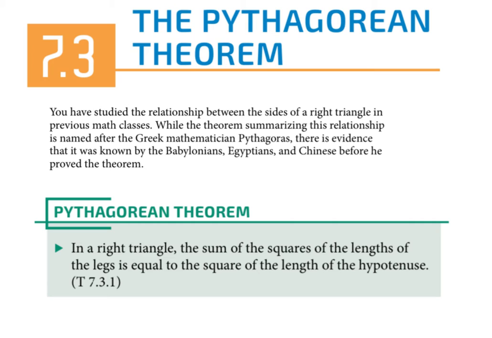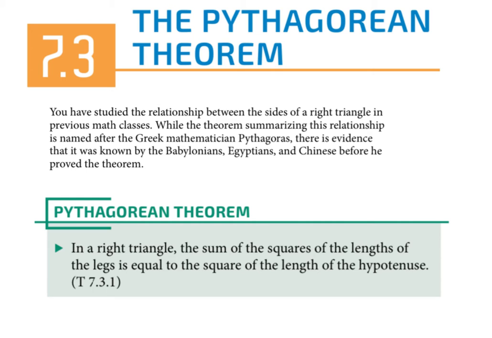It's named after a Greek mathematician, Pythagoras. And there's actually evidence that it was used long before the theorem was ever written down. There's evidence that it was used in building, that even Egyptians and Chinese empires would have used long ago. So it's been around forever. The Pythagorean theorem says, in a right triangle, the sum of the squares of the lengths of the legs is equal to the square of the length of the hypotenuse.